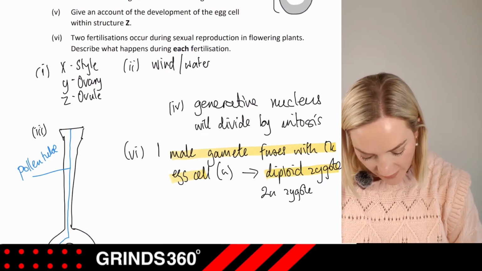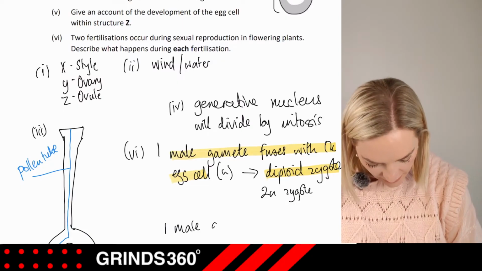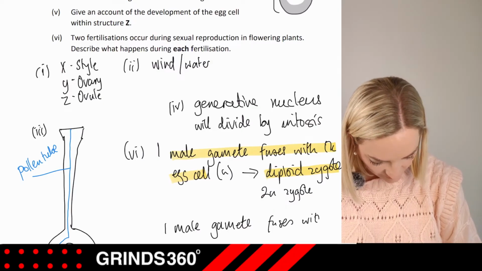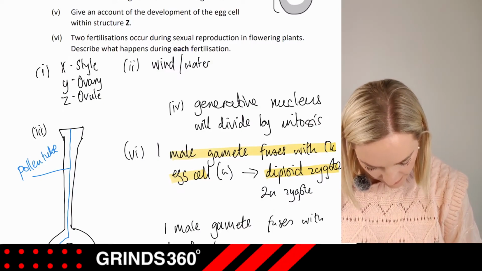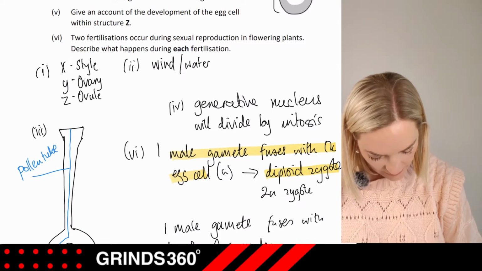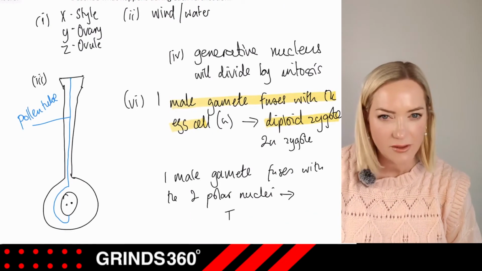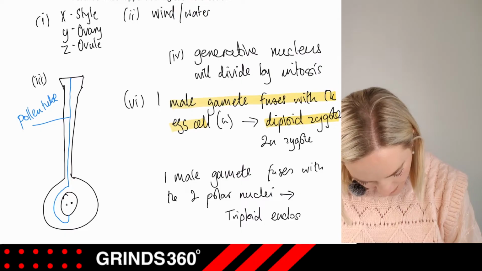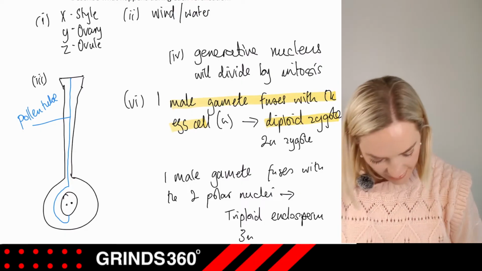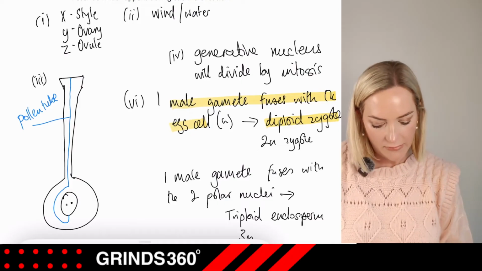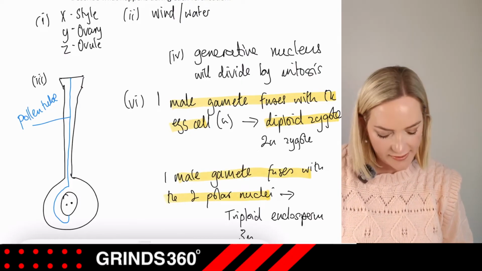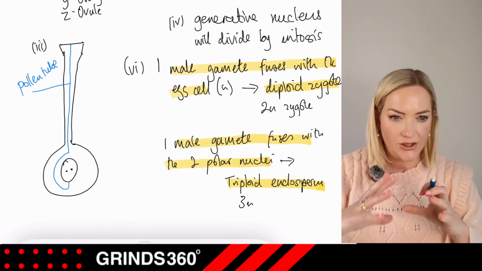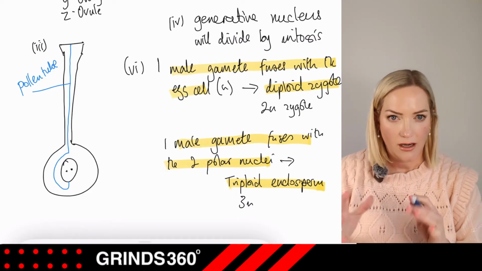The second part is we have one male gamete fuses with the 2 polar nuclei, and that becomes our triploid endosperm. Or you could say 3N endosperm. Where are my marks going? Male gamete fuses with the 2 polar nuclei, 3 marks, to become your triploid endosperm, 3 marks. Now that's the main chunk of our fertilization.